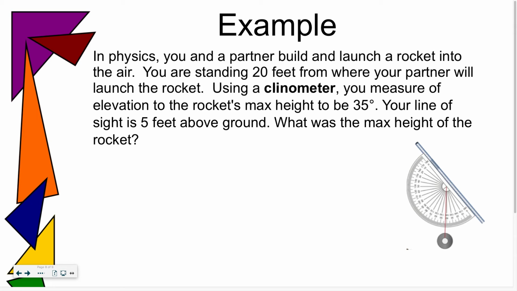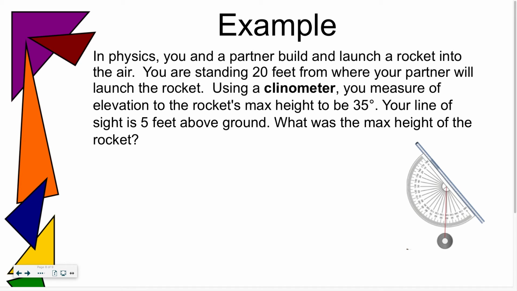But let's say in physics, you and your partner are tasked with building a rocket. You are standing 20 feet from where your partner will launch the rocket. Using a clinometer, which this is a rough clinometer that we could build. Here's a straw. It's straight. This is a protractor, so it's got 0 to 180 on it. And then there's a string that you tie in the middle to the straw, and you put some kind of weight at the bottom.